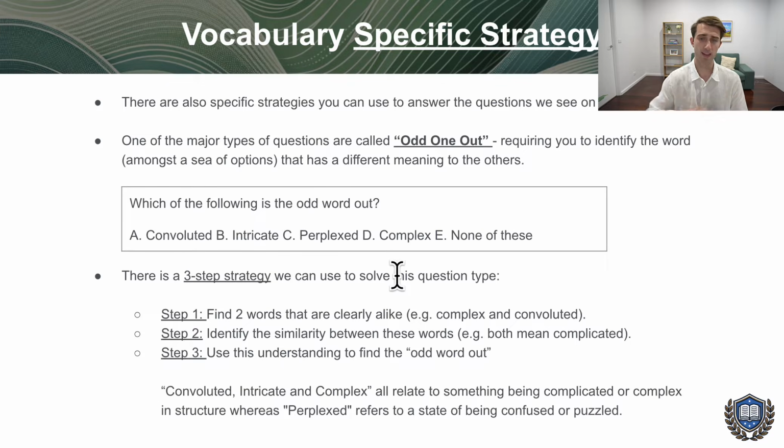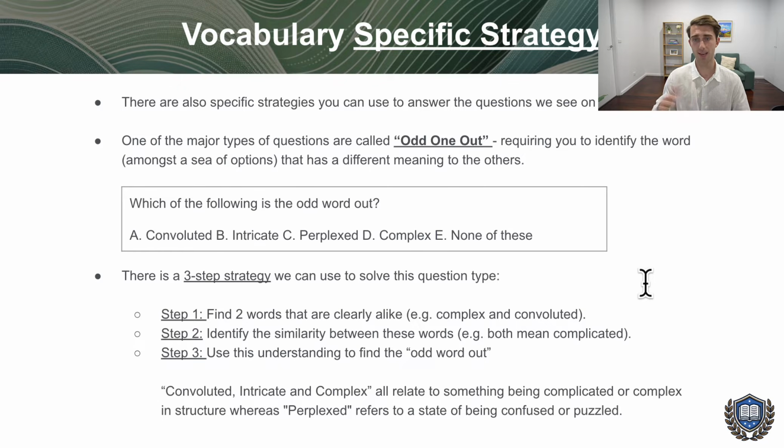And these words, I'd say they're not particularly easy. Like complex is easy, but convoluted, intricate, perplexed, they're a little bit harder. They're not super basic words. They're not super advanced, but they're not the most easy words. And this is kind of the 3-step strategy that we'd recommend for these question types. Step 1 is to find 2 words that are clearly alike. For example, complex and convoluted.